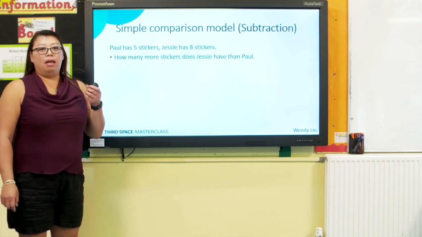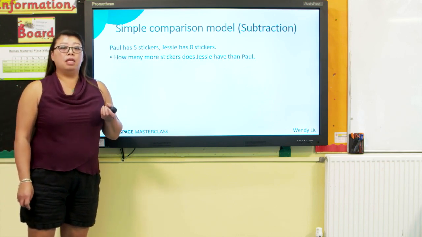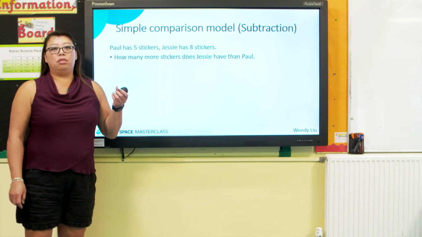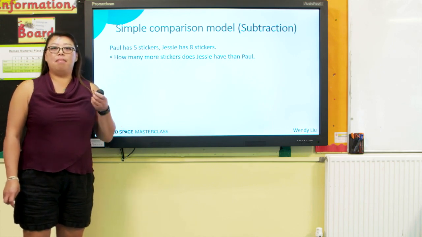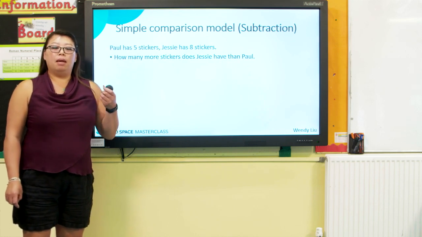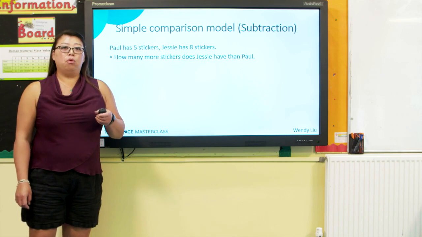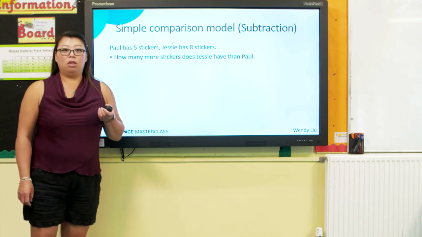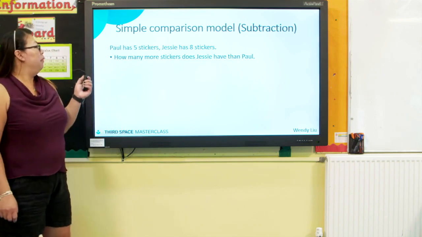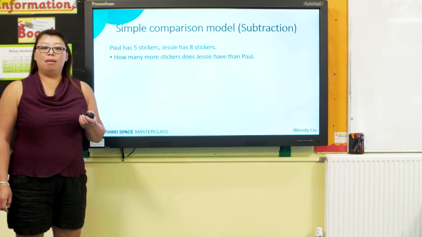Again, when you're starting off with using bar models, the idea is to really understand the concept. So try to make the numbers nice and simple at the beginning so that children understand the concept behind using bar modeling before going on to more complex ideas and complex numbers. So Paul has 5 stickers, Jessie has 8 stickers. How many more stickers does Jessie have than Paul this time?